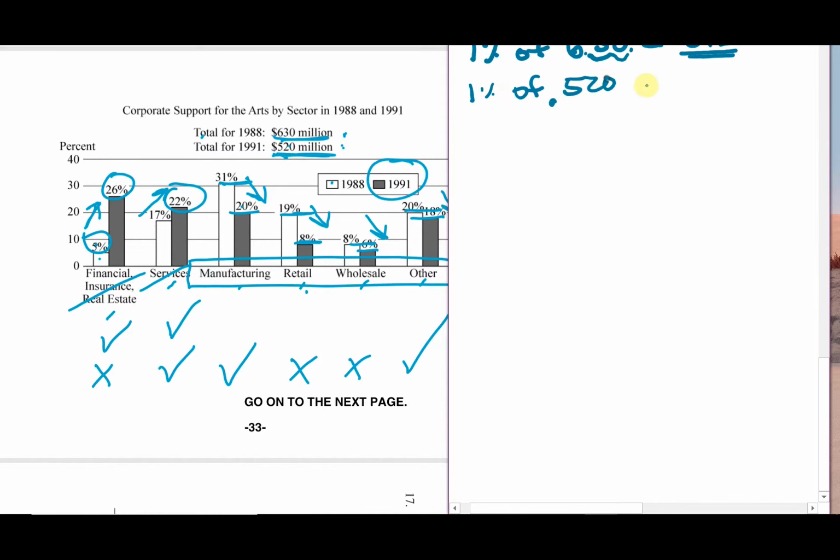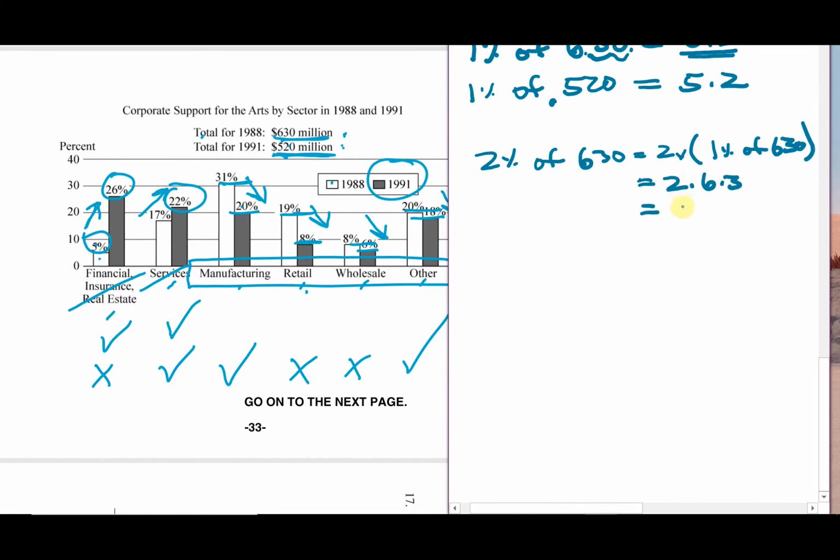And then we take 1% of 520, which equals 5.2. Now if we take 2% of 630, well, this is just 2 times 1% of 630. And this equals 2 times 6.3, which equals 12.6. So if we draw a number line, we take the difference between each of these two. Let's say we start with 5.2, and we're going towards 12.6.